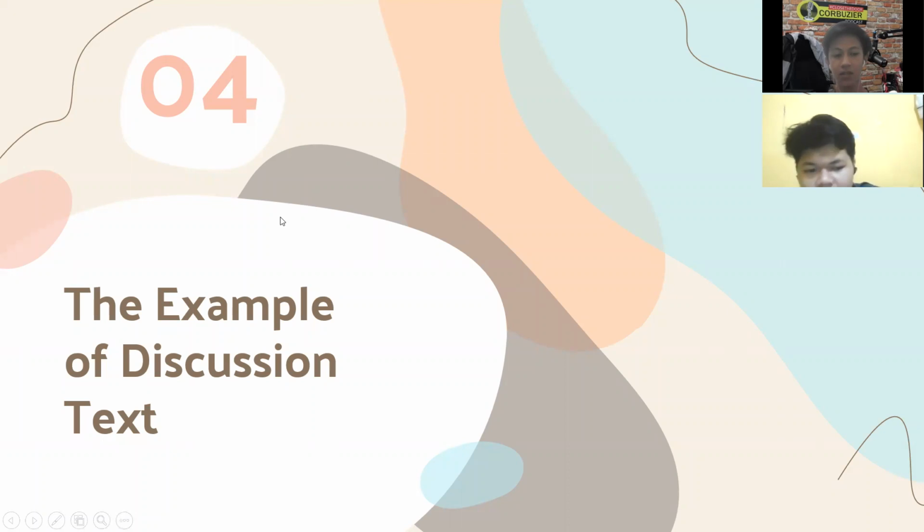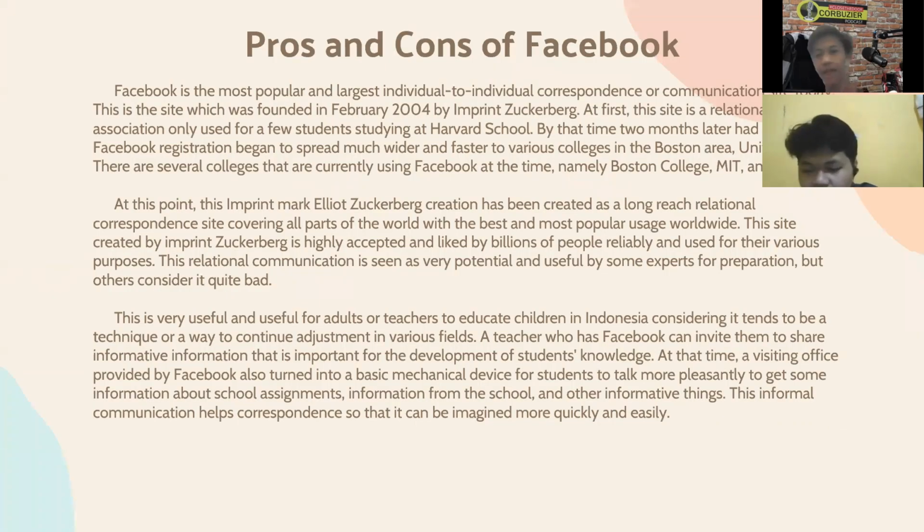Revanza is yours. The next is an example of discussion text. You can read it in front of your gadgets or in front of your laptop or private computers. There are pros and cons of Facebook. You can pause the video if you want to read it. So yeah, I'll go to the next slide. You can pause the video right now. Wait for 5 seconds.